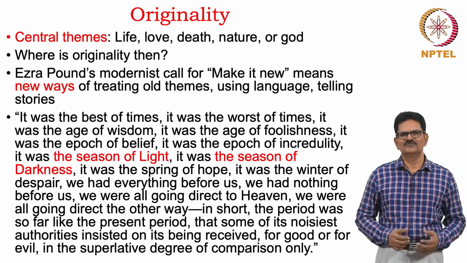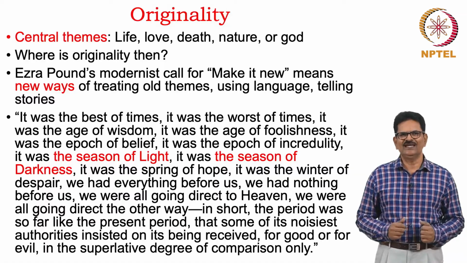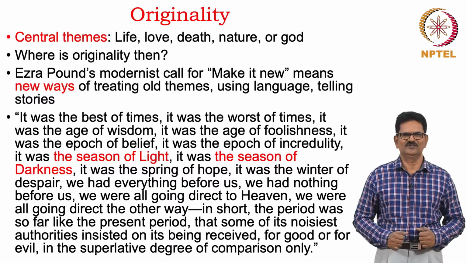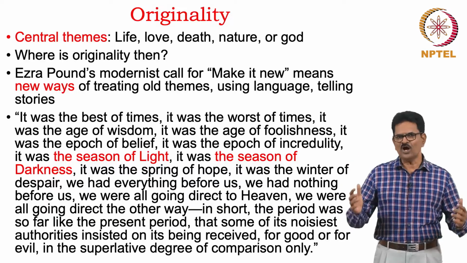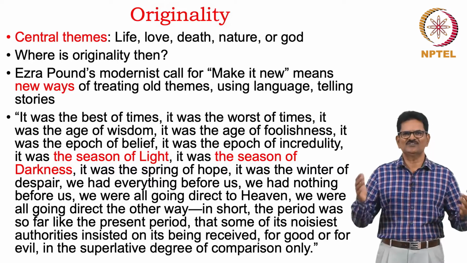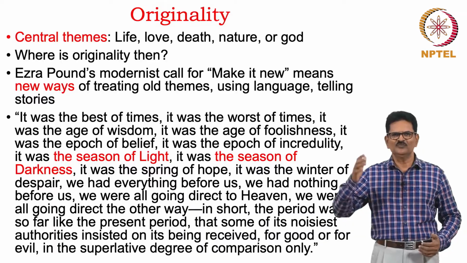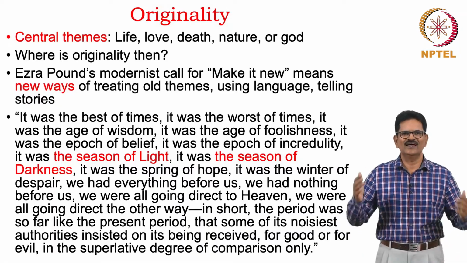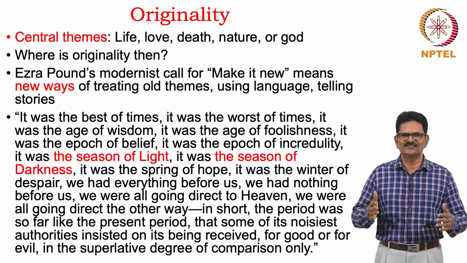We have an example from Charles Dickens' novel A Tale of Two Cities, published in 1859. It was the best of times, it was the worst of times. It was the age of wisdom, it was the age of foolishness. It was the epoch of belief, it was the epoch of incredulity. It was a season of light, it was a season of darkness. It was a spring of hope, it was a winter of despair. We had everything before us, we had nothing before us. We were all going direct to heaven, we were all going direct the other way.